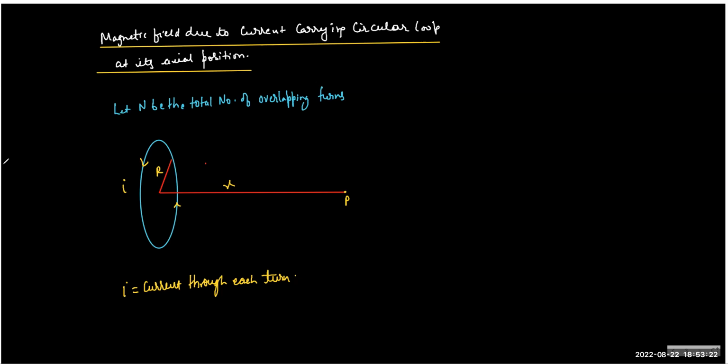Sir, I'm getting mu naught I r square by 2 r square plus x square to the power 3 by 2. Excellent. Right answer. Just you have to do one thing. The only thing you have to just multiply with n, because we have n number of terms. So you derive from basic, no? Yes.